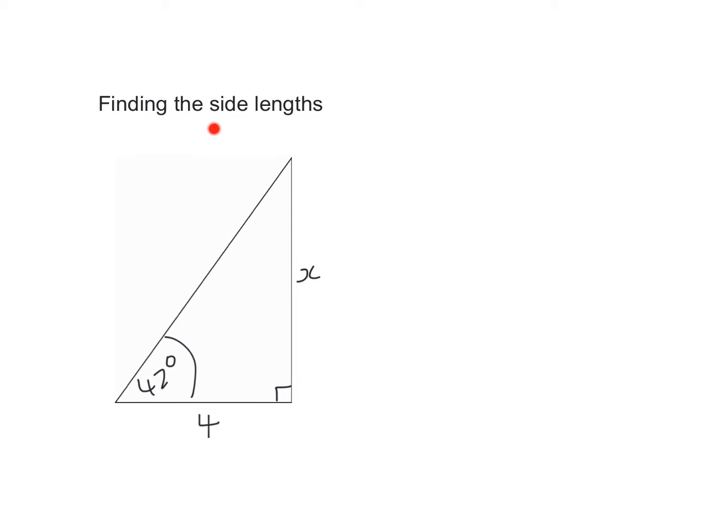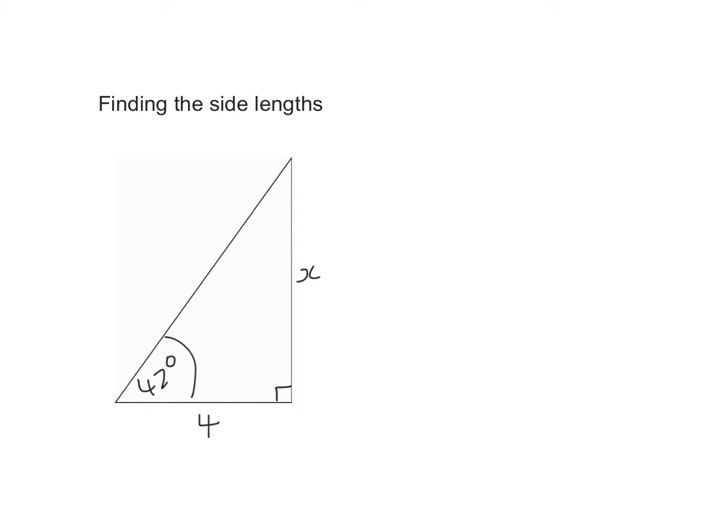Alright, well here's another one for you to find. The first thing I would suggest you do is label the different sides of your triangle, and then figure out what you know. You know that, and you know that, and you know that, and then work out which trigonometric ratio you need to use, and then solve it. Put the video on pause and come back when you're ready.